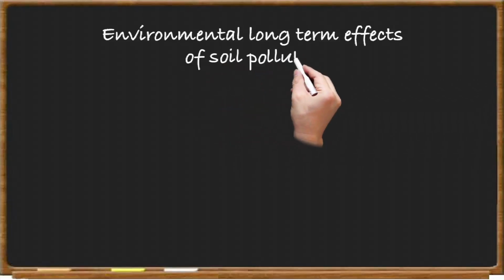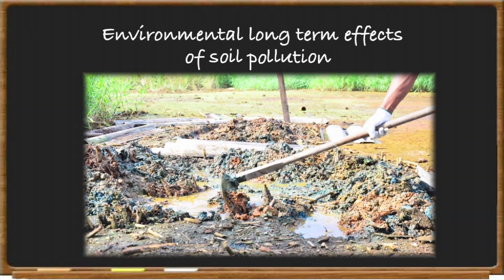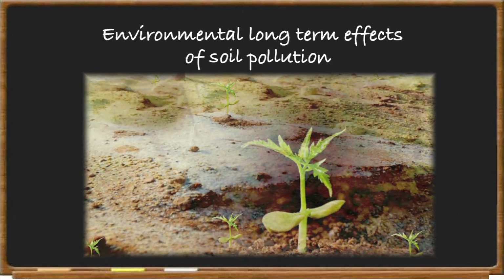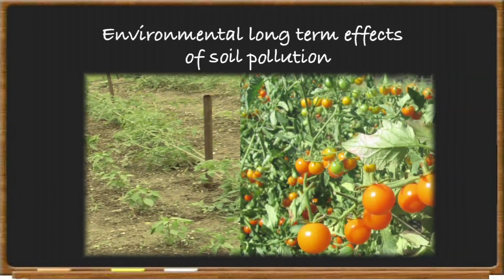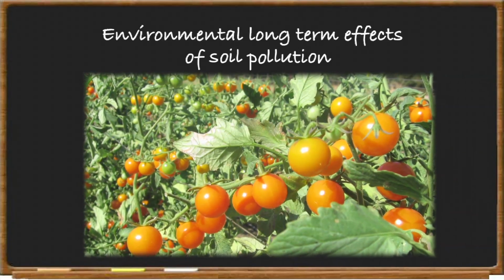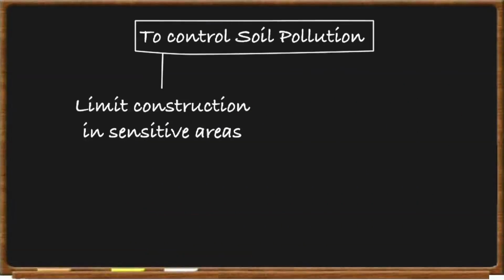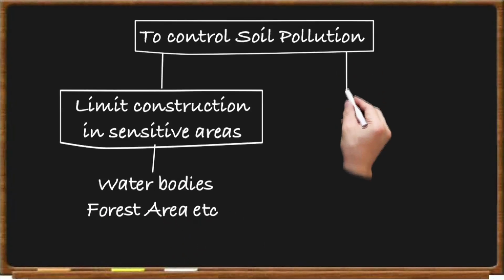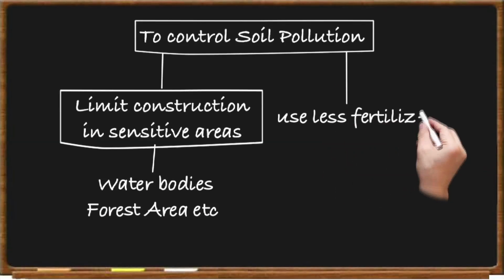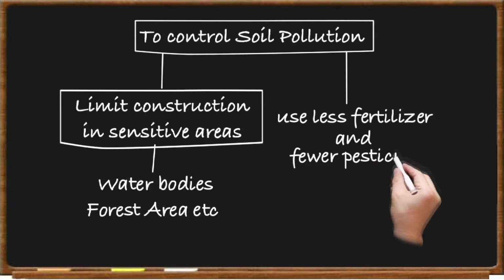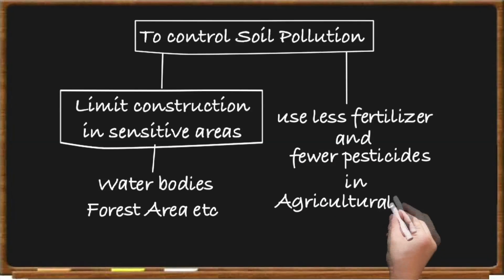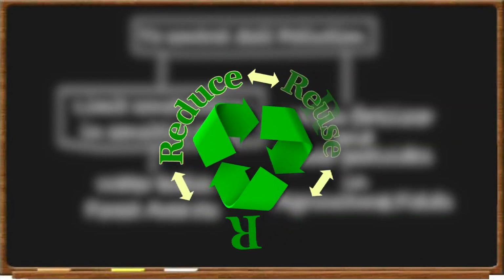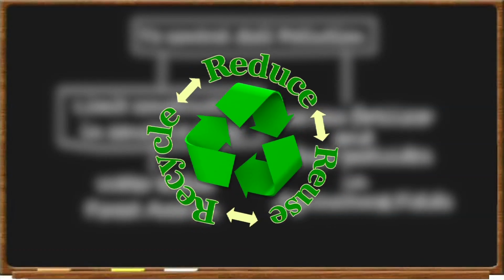Environmental long-term effects of soil pollution. If contaminated soil is used to grow food, the land will usually produce lower yields than it would if it were not contaminated. To control soil pollution, we can limit construction in sensitive areas. In general, we would need less fertilizer and fewer pesticides if we could all adopt the 3 R's: reduce, reuse, and recycle.